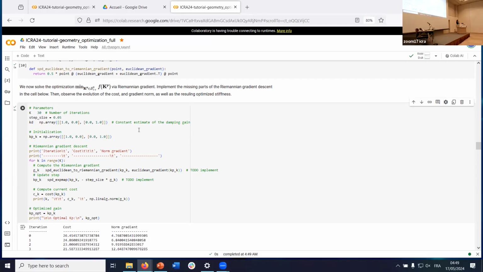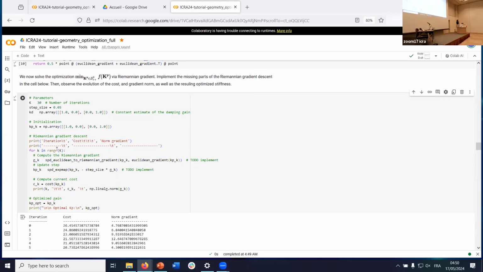Honestly speaking, the main reason why I have a constant estimate of the damping gain is that I couldn't put the square root that is needed to compute the critically damped gain in the cost function when I was using the semi-definite program in the Euclidean case, because then the function is non-convex. So I put it like that to be able to have this comparison with the constrained Euclidean optimization. But you can eventually do it better.